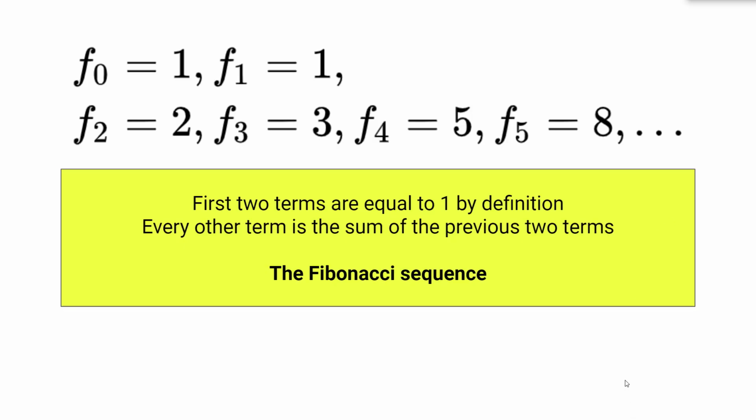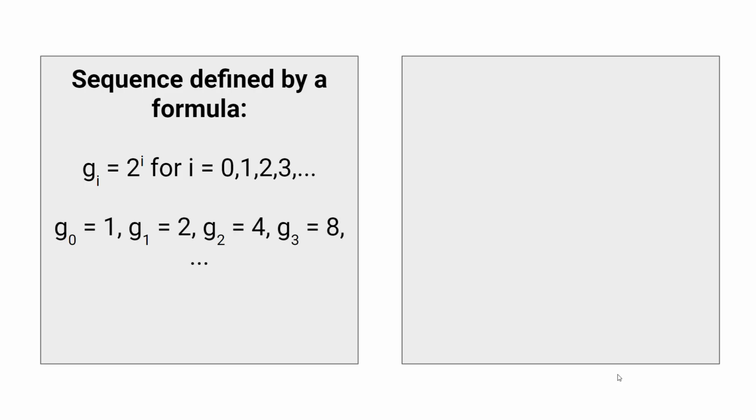Sequences can also be spelled out with a formula, like this. Look at the sequence G, where G_i is equal to 2 to the i power for each i in the natural numbers. So G0 is 1, G1 is 2, G2 is 4, G3 is 8, and so on.